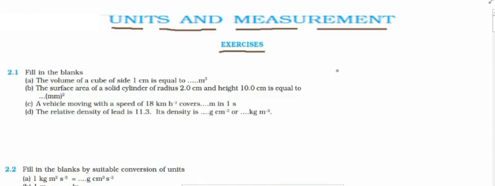So 1 centimeter is 10 power minus 2 meter. You need to take the cube of it. When you take the cube, you will get the answer 10 power minus 6 meter cube.